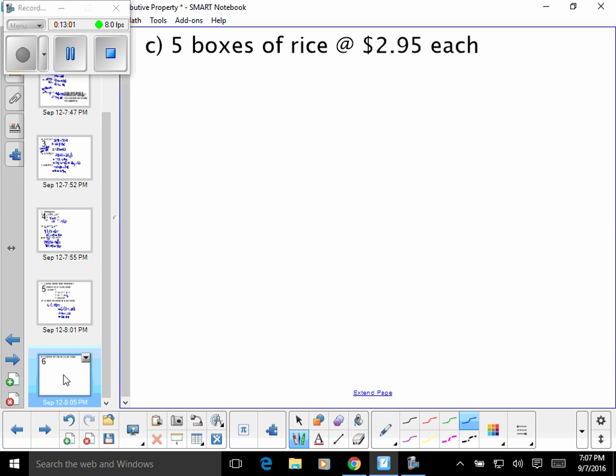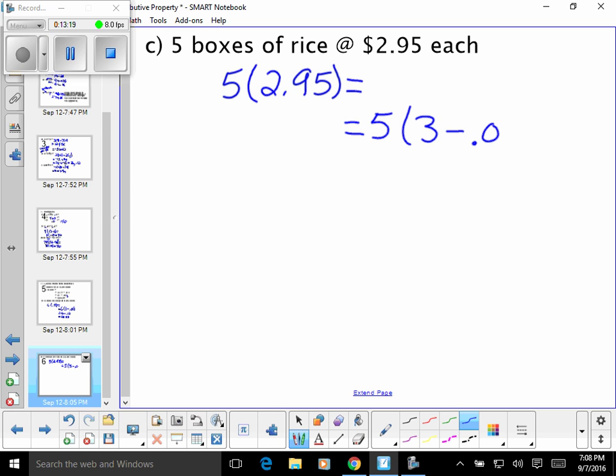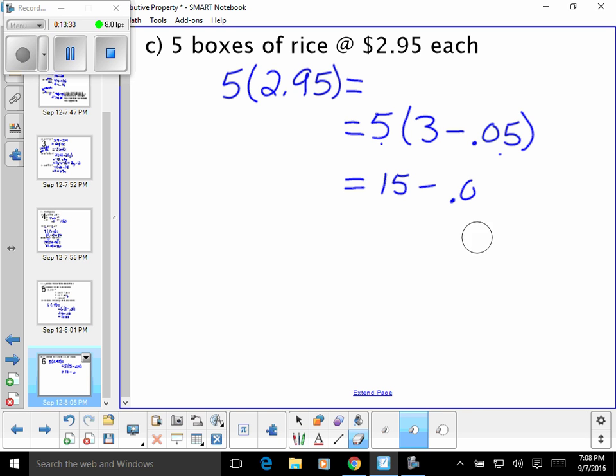You try C, and then I'll go over it. The problem is really $2.95 times 5. That means we really have $3 minus 5 cents, 0.05. The distributive property says 5 times 3 is 15 minus 5 times 0.05, which is going to be 25 cents.